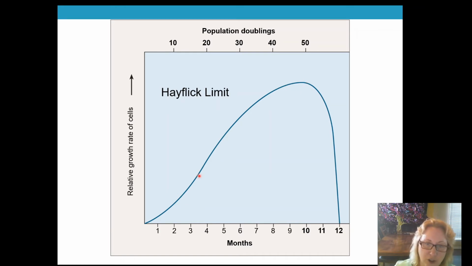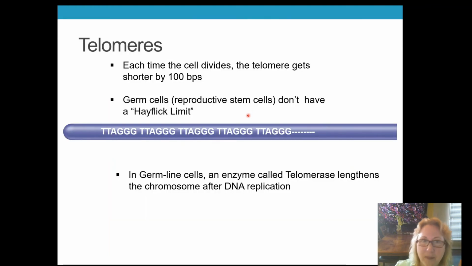And in culture, you can get this to happen in about a year of dividing, if you get the cells to divide as rapidly as they will. Hayflick did not know the reason for this limit, but we do now. Now we know it's due to telomeres.